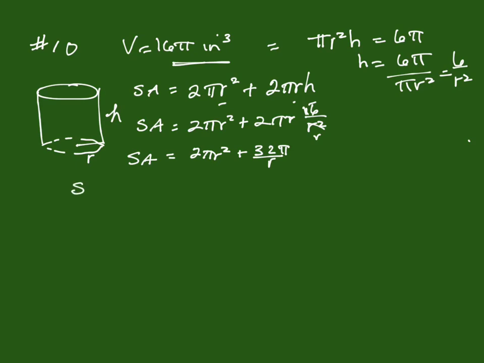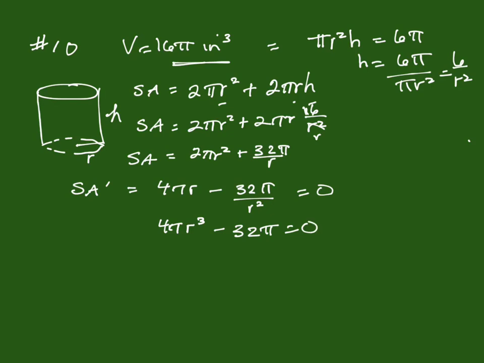All right, so now the derivative of that would be 4 pi r minus 32 pi over r squared. Set that equal to 0. Okay, so you get 4 pi r cubed minus 32 pi equals 0. So 32 pi equals 4 pi r cubed, so r cubed equals 8, so r is equal to 2.